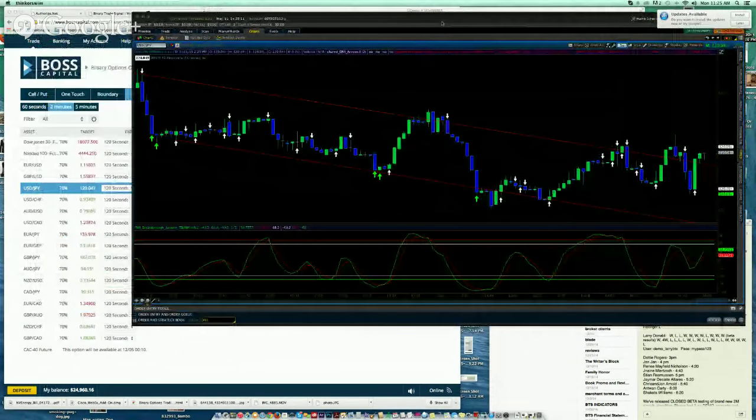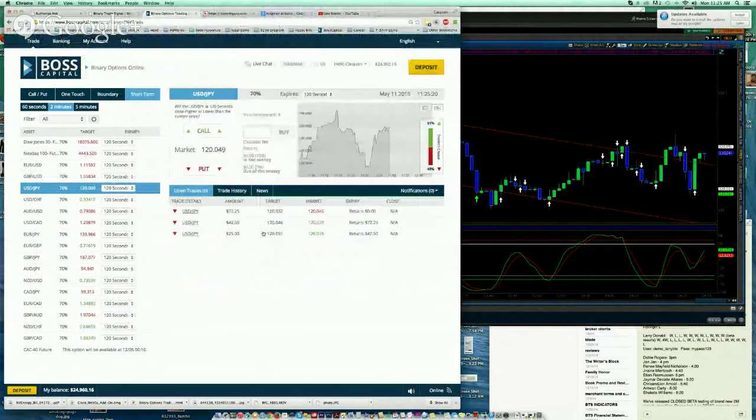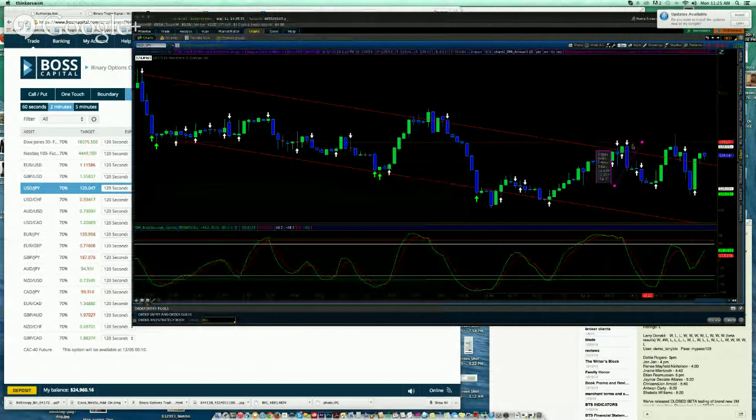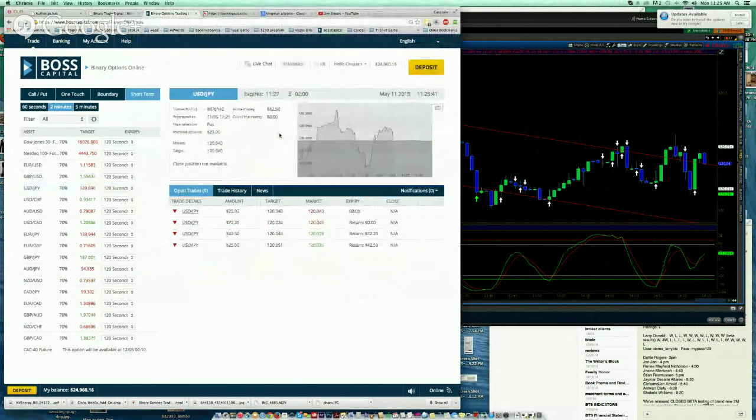Okay, guys, I'm going to show you how to do price action when we're in a trending market, downtrend, uptrend. So we're going to set up for USD JPY. We're going to do a put. Don't forget it. And what we're looking for is right here, you see. So we're going to go in right now for a put for 2 minutes.